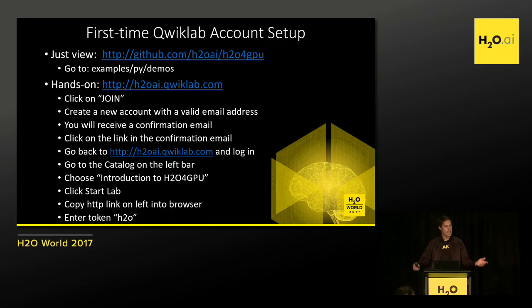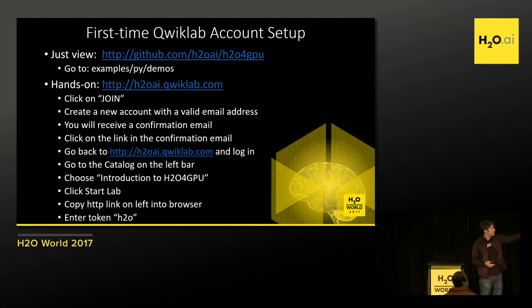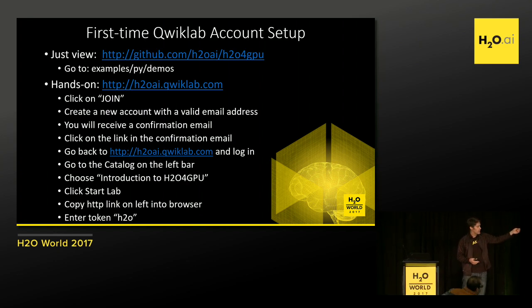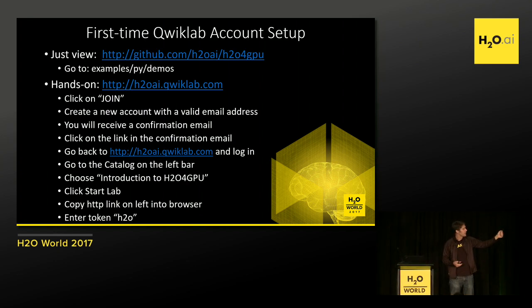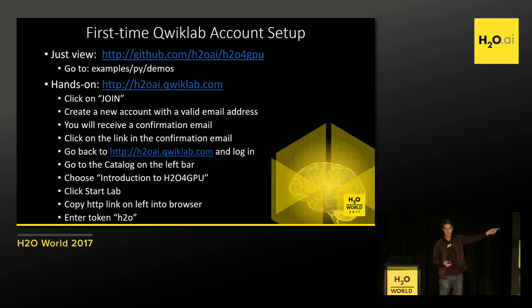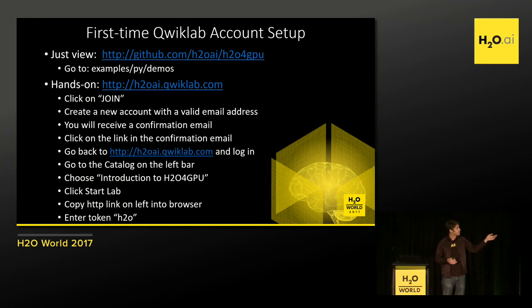So first, this is a hands-on. You don't have to do the hands-on. If you want, you can just watch along with Jupyter notebooks that are already prepared. And you can go to that top link, which is github.com/H2AI/H2O4GPU. If you want to do that, go to the link examples py demos. So I'm going to give everybody just 10 seconds to do that. If you don't want to do the hands-on, you can go there. You can do both the hands-on and just view. But if you have problems with QuickLab, you might want to just look at these notebooks online.